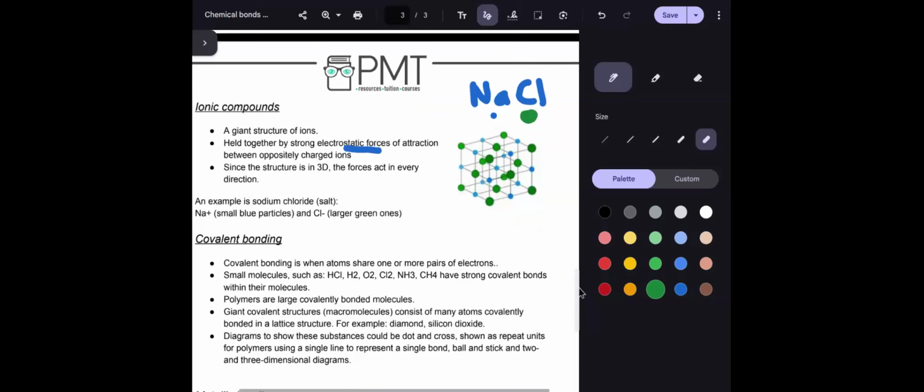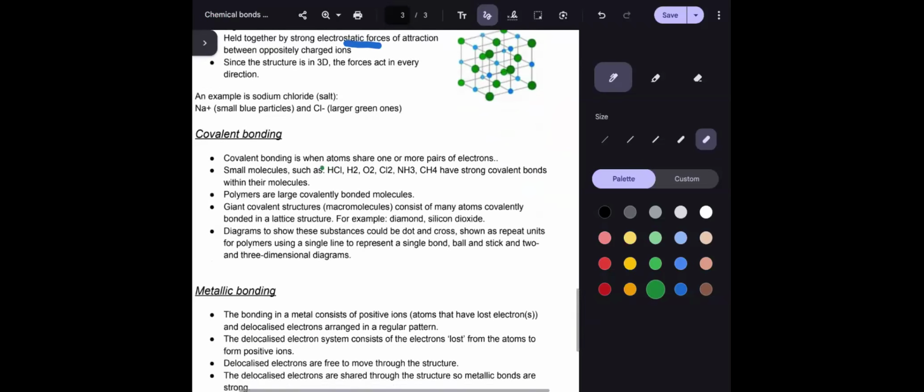Then we go to covalent bonding. Covalent bonding is when atoms share one or more pair of electrons, right? So small molecules such as hydrochloric acid, hydrogen, oxygen, chlorine, ammonia, and so on have strong covalent bonds within their molecules. So in covalent bonding, you'll notice these are all non-metals. So they are on the right-hand side of the periodic table, right? Because covalent bonding only occurs in non-metals.